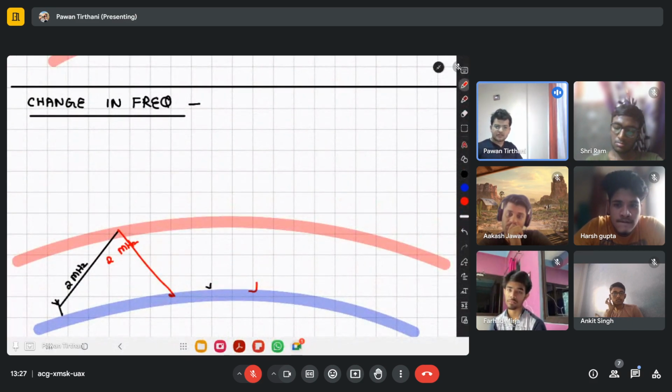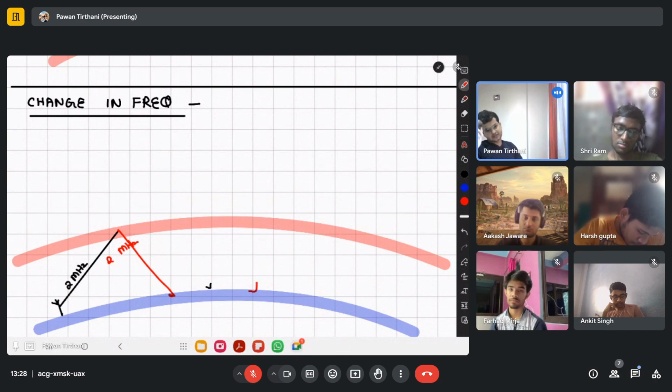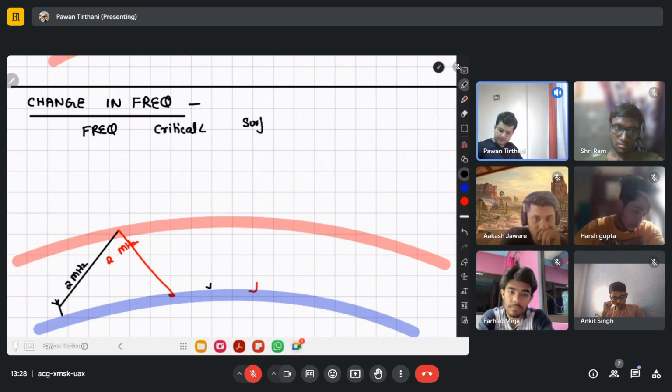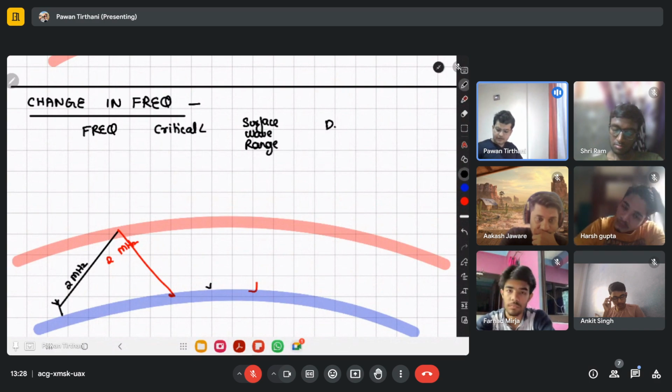This thing has gone. So just write it down. Whenever the frequency decreases, critical angle decreases, surface wave range increases. Write it down. Surface wave range increases, skip distance and dead space increase. Anyone who wants me to repeat it? I'll write it down. Frequency, critical angle, surface wave range, dead space, skip distance.